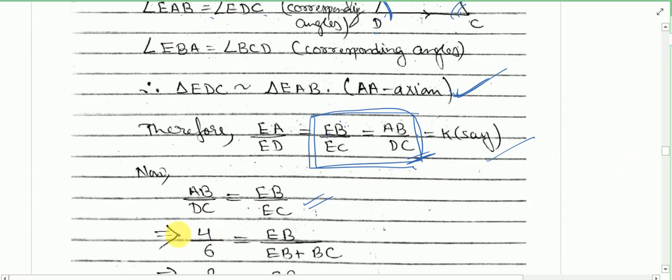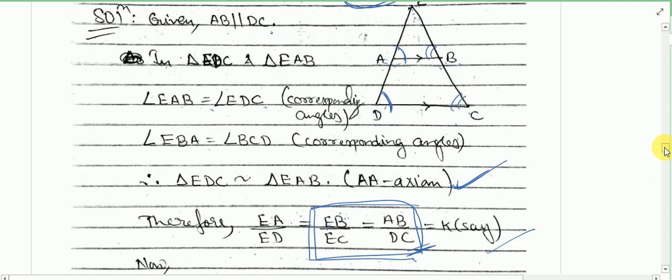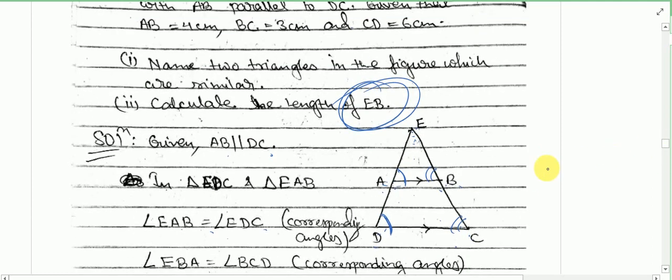Now whatever values are with you, you should substitute. So AB is 4, DC is 6, I have substituted. Now EB I don't know, and we don't have EC. They have not given EC to us, but BC is given to us. And you know that BC is what? EC minus EB.